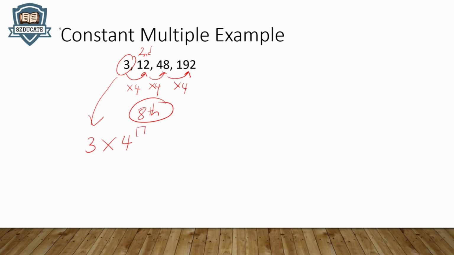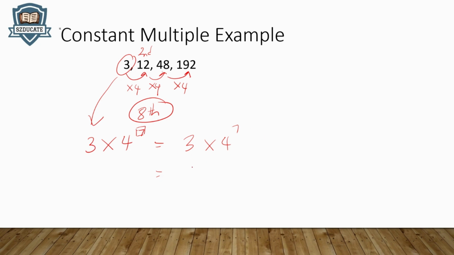And then you realize that every time your term increases by 1, your n increases by 1, you multiply by 4 once more. So, am I right to say, by the time you reach your 8th term, you have multiplied by 4 seven times? Because the first term you don't multiply. That's why you always minus 1. So isn't it just like this? You have multiplied by 4 seven times, so it will be 3 times 4 to the power of 7.